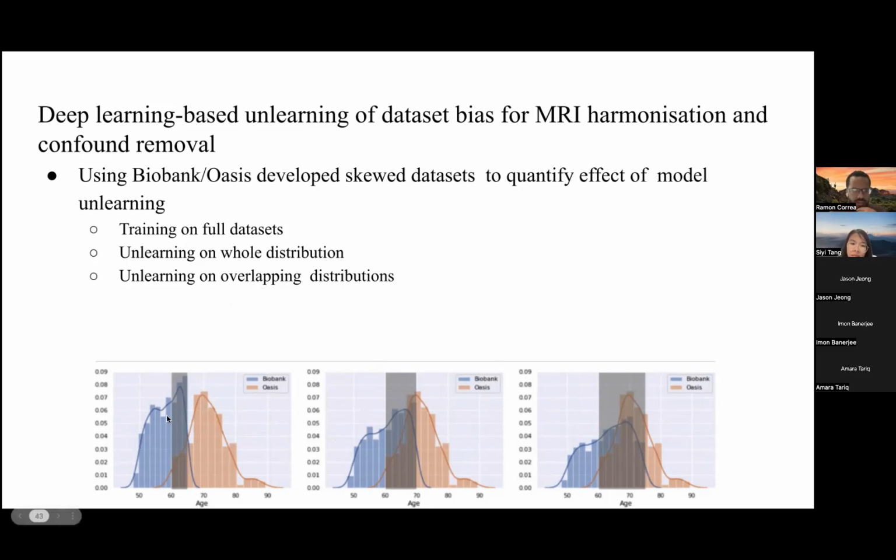So in this case here, you can see that Biobank and Oasis have very different distributions in age. And they test out if they only unlearn similarities. So in steps 2 and 3, they're only using patients in this black bar over here. And then they try to increase the overlap and see how that influences the model.